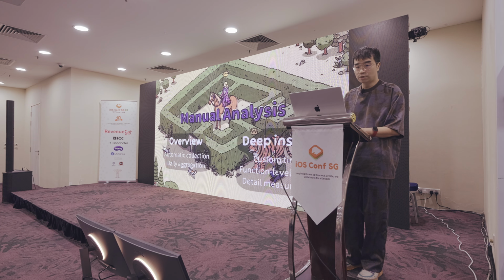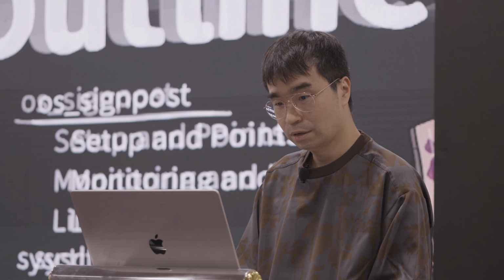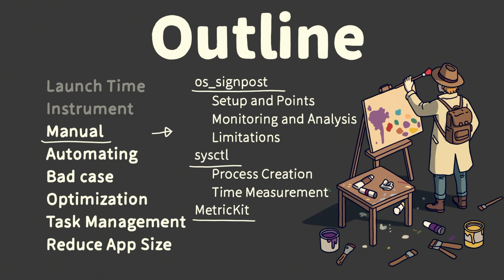What are we going to do? So we need manual analysis. The benefit of this approach is that it lets us collect data automatically, gathering it daily. It also allows us to customize the time tracking, like measuring time at the function level, which gives us more detailed stats. The tools for manual analysis include OS signpost and MetricKit.